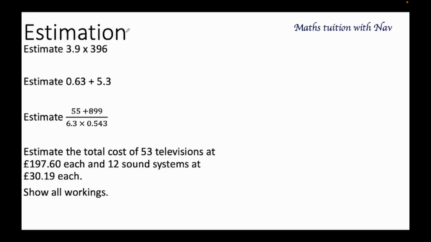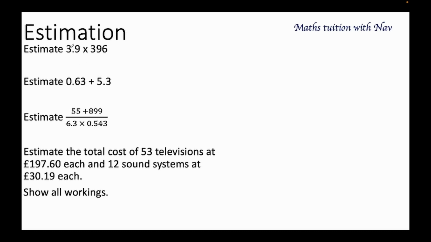Estimation. Estimate 3.9 times 396. Now, keyword here being estimate. When it comes to estimate, you might like the word approximation. Okay, but estimation is used to do the calculation roughly. So we want numbers that we're comfortable with, easy numbers to times with or add with. So therefore we're going to round the numbers to one significant figure.